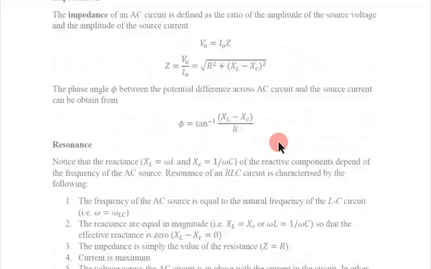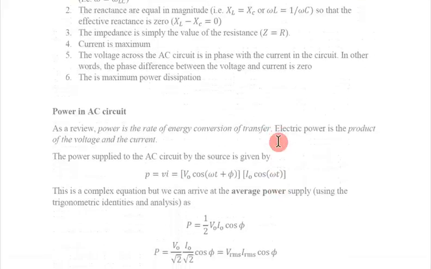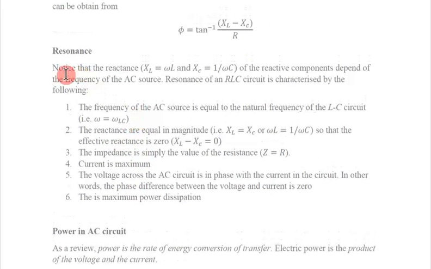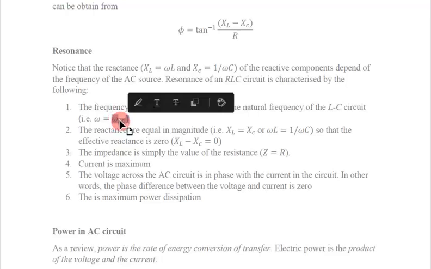So if we come to page 23, we have resonance. It says, notice that the reactance of the reactive component depends on the frequency of the AC source. Resonance of an RLC circuit is characterized by the following. The first point is that the frequency of the AC source is equal to the natural frequency of the LC circuit. That's what I've said. So the angular frequency of the AC source is equal to the natural frequency of the capacitor inductor combination. So this is one condition for resonance.